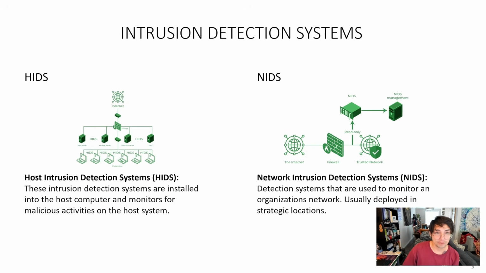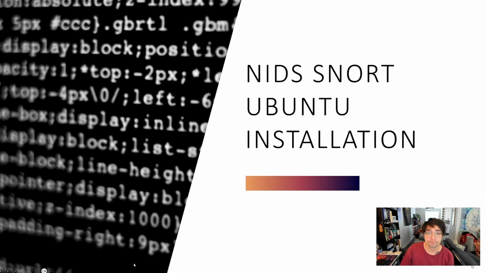Two main types of intrusion detection systems are HIDS and NIDS. HIDS is a host intrusion detection system, and they're installed on your host computer. They can be used to monitor for malicious activities on a host system. And then we have the NIDS, which we'll be setting up today. This can be used to monitor your organization's network or also your home network. So we'll be installing Snort with Ubuntu, and let's go ahead and get into the installation.